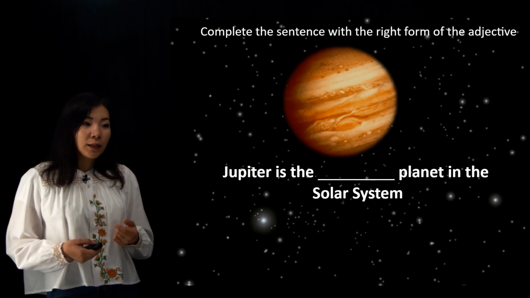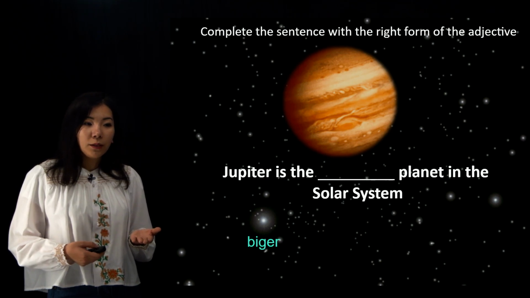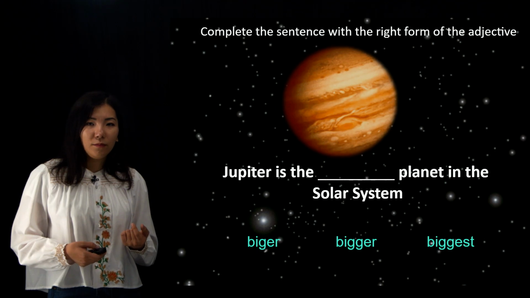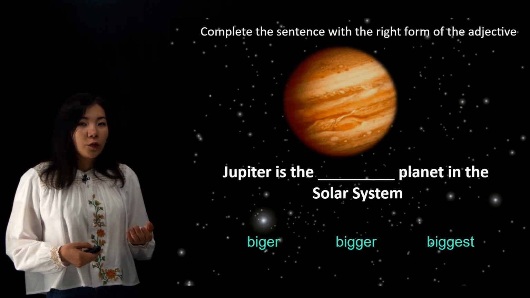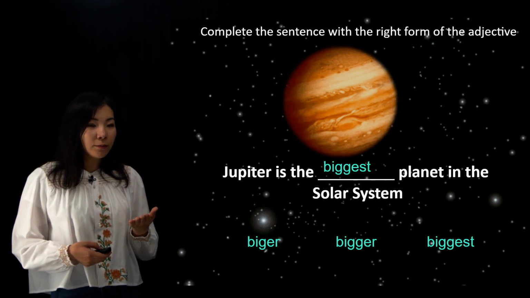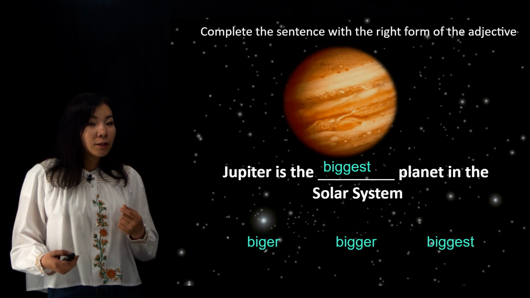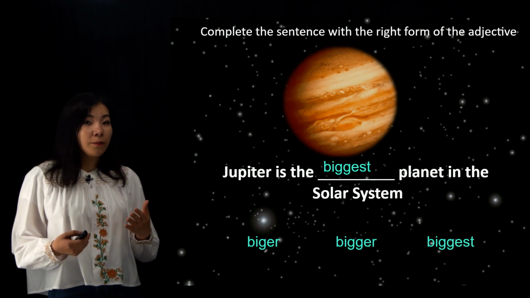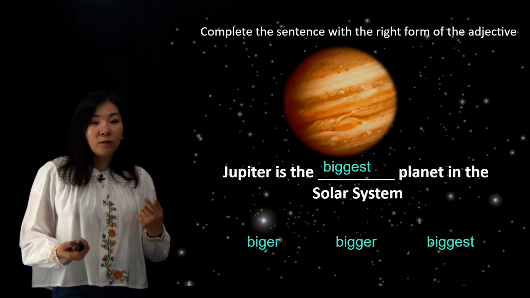Jupiter is the planet in the solar system. Bigger, or biggest? In this case, we have to put it into superlative form, right? Because we're comparing it with many other planets. So it's going to be Jupiter is the biggest planet in the solar system.